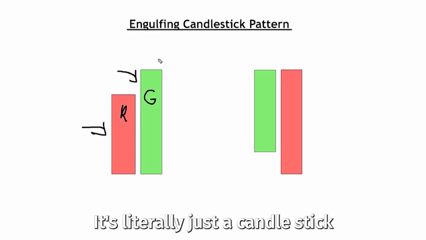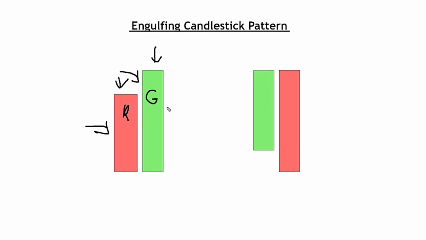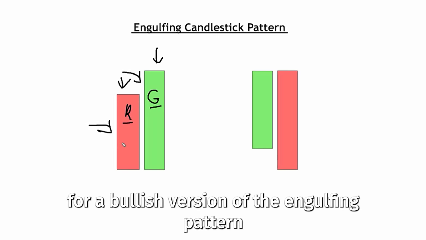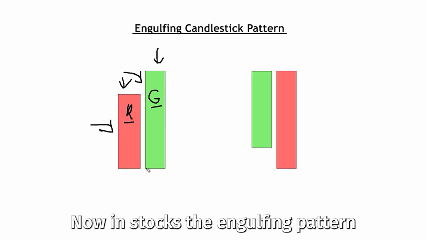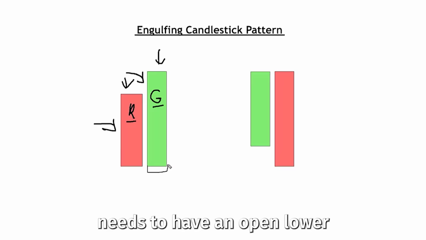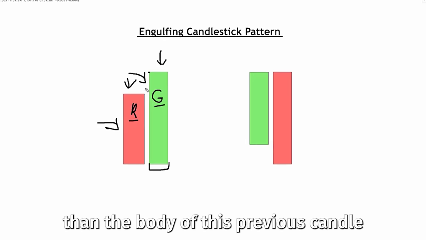It's literally just a candlestick that has a body bigger than the previous candlestick body. And again, the color change from red to green is necessary for a bullish version of the engulfing pattern. Now in stocks, the engulfing pattern needs to have an open lower than this previous candle and a close higher than the body of this previous candle.